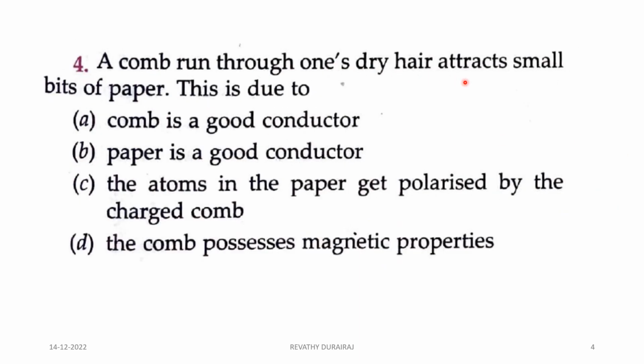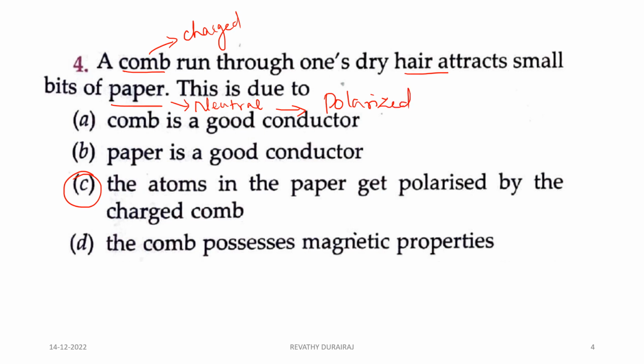A comb run through one's dry hair attracts small bits of paper. This is due to the atoms in the paper get polarized by the charged comb. This is the answer. Here, when we are rubbing comb on our hair, it gets charged. And then paper is a neutral material, it is an insulator. And when the charged comb is near to this neutral paper, it is polarized. So it will be attracted towards comb.